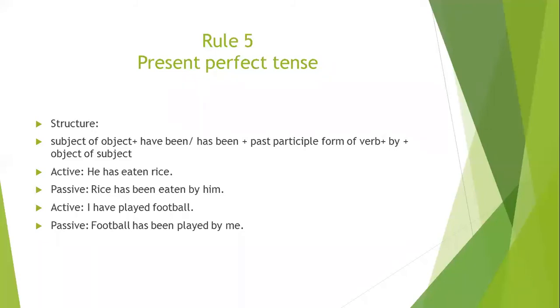Second example is, I have played football. Here, the passive form will be, football has been played by me. See dear cadets, for I, you have used be verb as have. And for football, you have to use has. Why? Because I is the first person and so we will use have here. But football is the third person and singular number. So you will use has here.